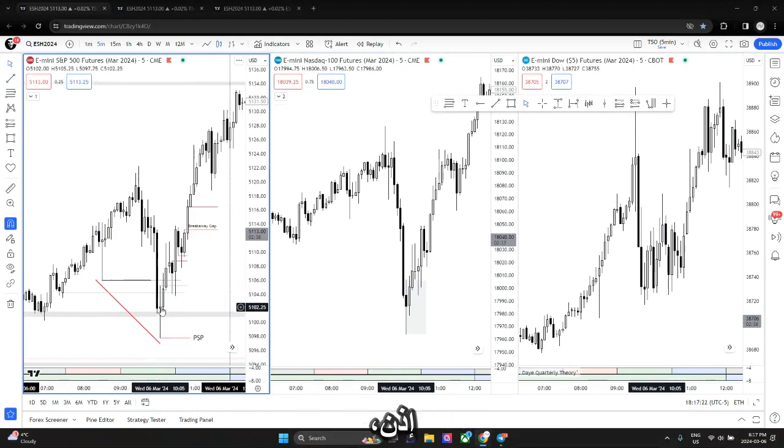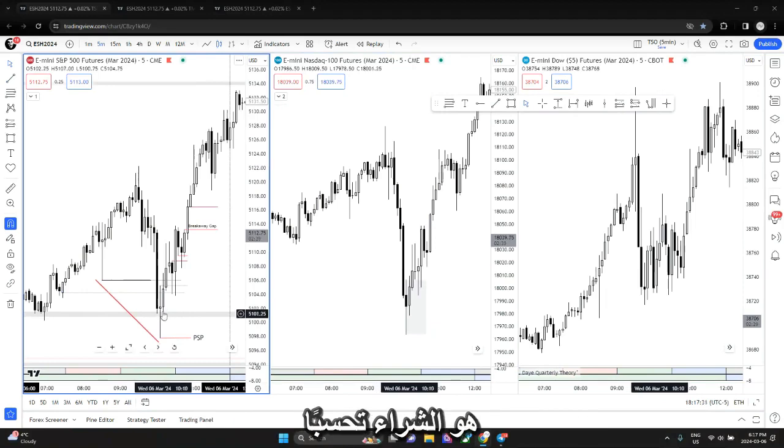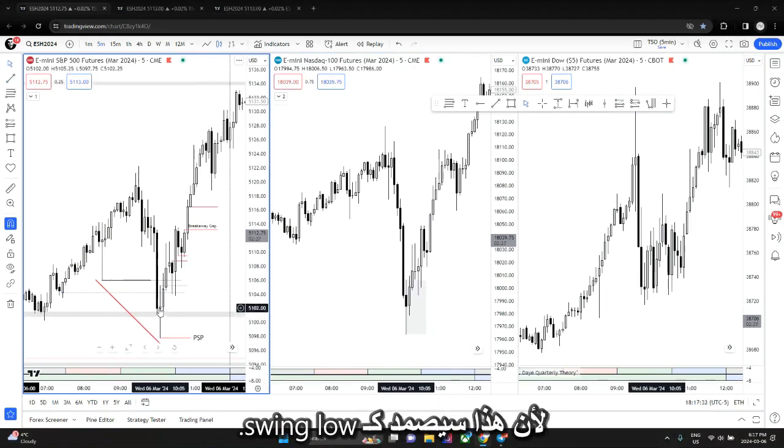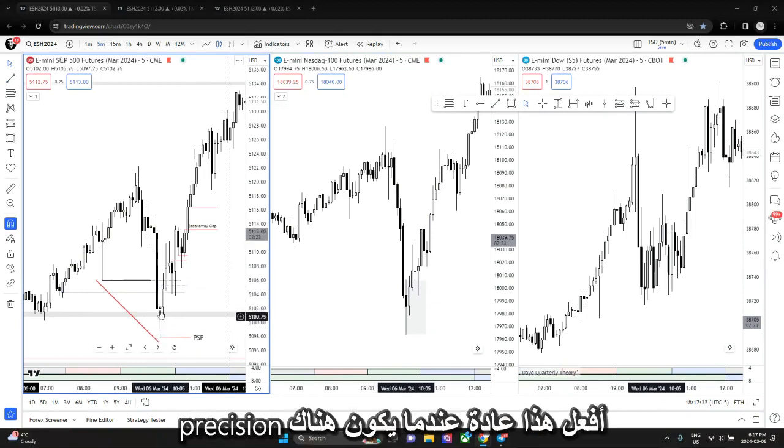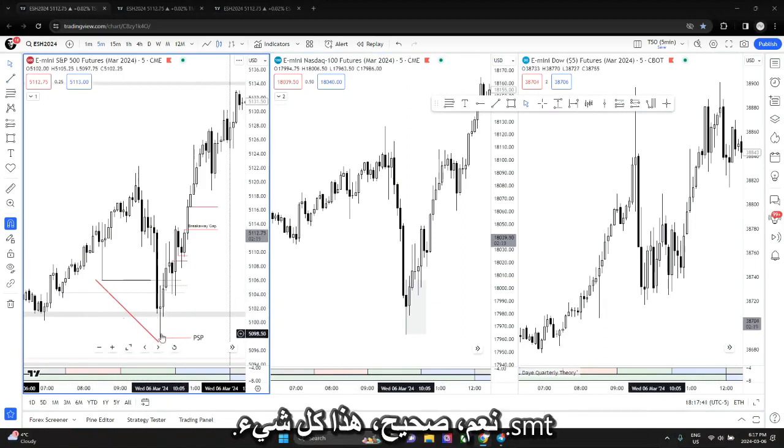So basically, an amazing entry, which is one that you guys would see me do most of the time, is buying in anticipation that this will hold as a swing low. I usually do this when there's a precision swing point, there's a new day opening gap, and there's SMT. That's it, right there.